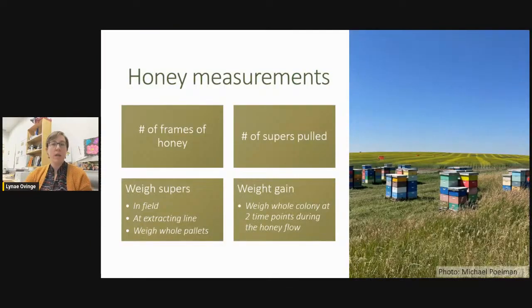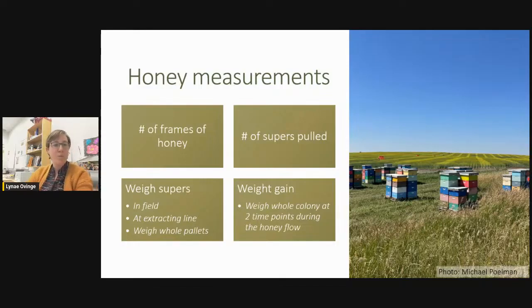And so the number one economic outcome of your spring choices is often your honey. And so if we want to talk about some honey measurements, these are some you can do. A simple one is number of frames of honey.